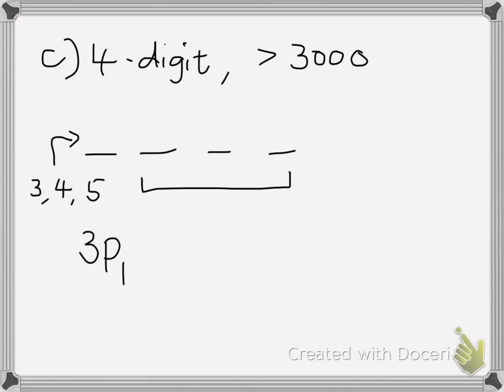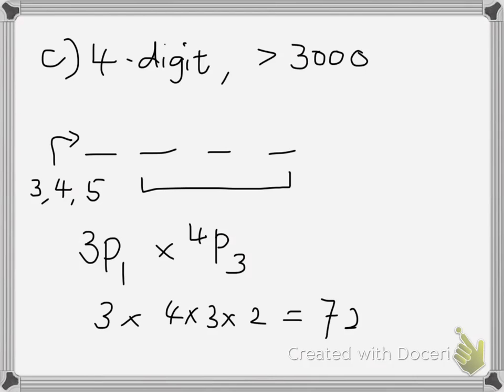4, 3, 2. How many numbers do you have left? 4. You have 4 left. And then how many spaces do you have? 3. You have 3, right? So 4P3. Do you care how they are arranged? It doesn't really matter, right? So this is 3 times 4P3, which is 72, yeah? Okay?